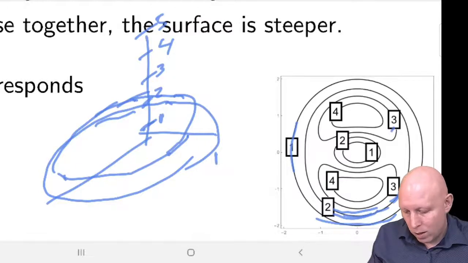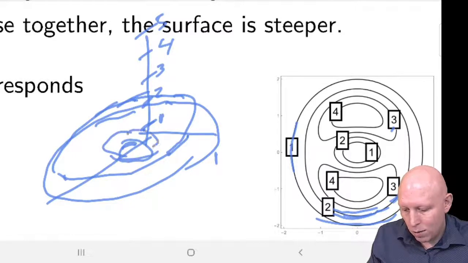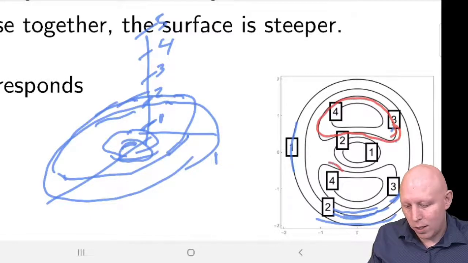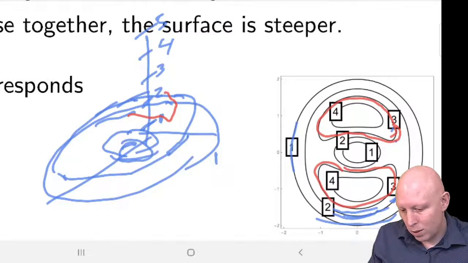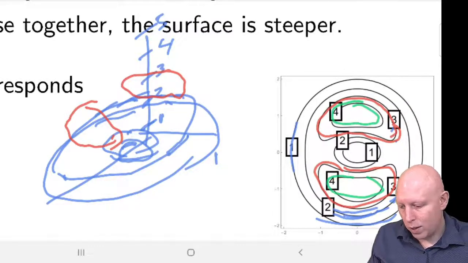Height 3, we should also keep in mind this is at height 1 and this is at height 2. All right, maybe use a different color here. For height 3, we've got this bump here, this bump here. So those are going to translate to, at height 3, a bump there and a bump here. And at height 4, you've got this bump here and this bump here.